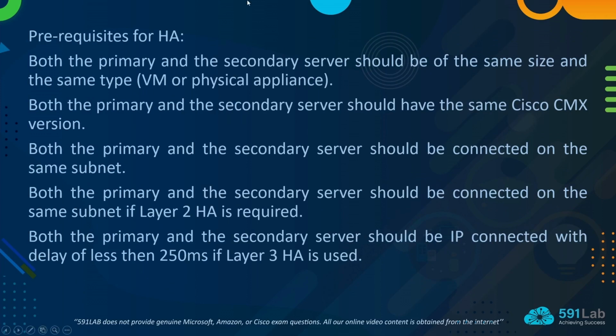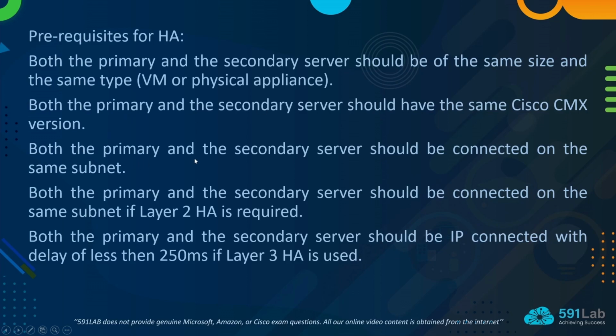We can see that both the primary and secondary server should be the same size. The devices need to be the same size and the same type. So we cannot have different VM specifications or different physical appliances. They need to be the exact same size and the exact same type. But this question did not say anything about this. Both the primary and the secondary server should have the same Cisco CMX version. But also in this question, it did not mention anything about the CMX version.